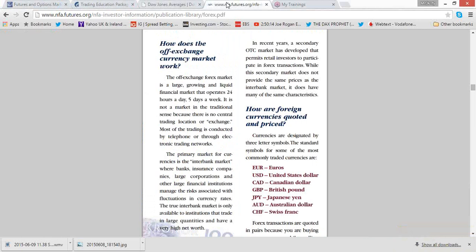And also, with the 6 major currency pairs, be aware of the 2 commodity currencies in the 6 major currency pairs, which are the Aussie USD, the Australian dollar versus the US dollar, and the Canadian dollar against the US dollar.